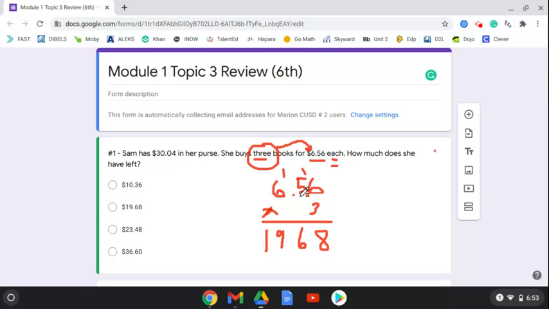Okay, you need to place your decimal. You have 2 digits after the decimal. And so in your answer, there should be 2 digits after the decimal. So she bought 3 books for $6.56 each. And so that cost $19.68.